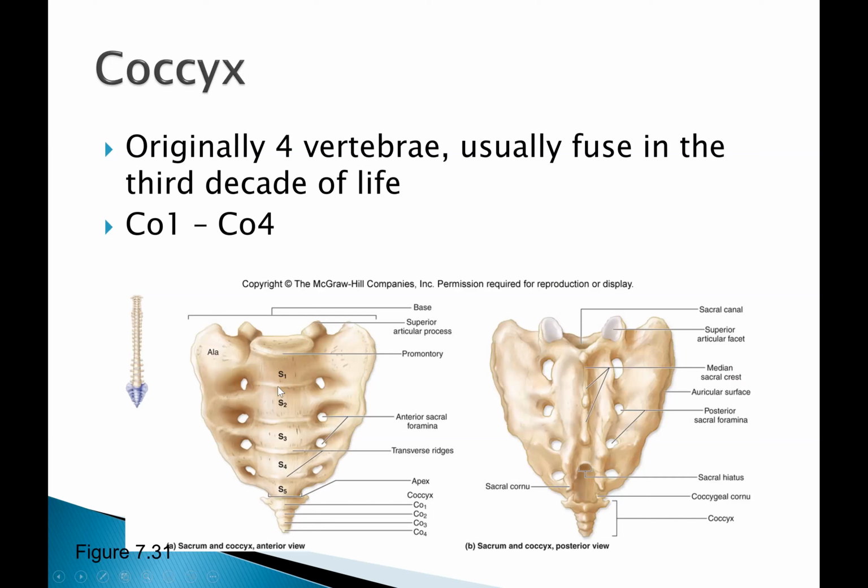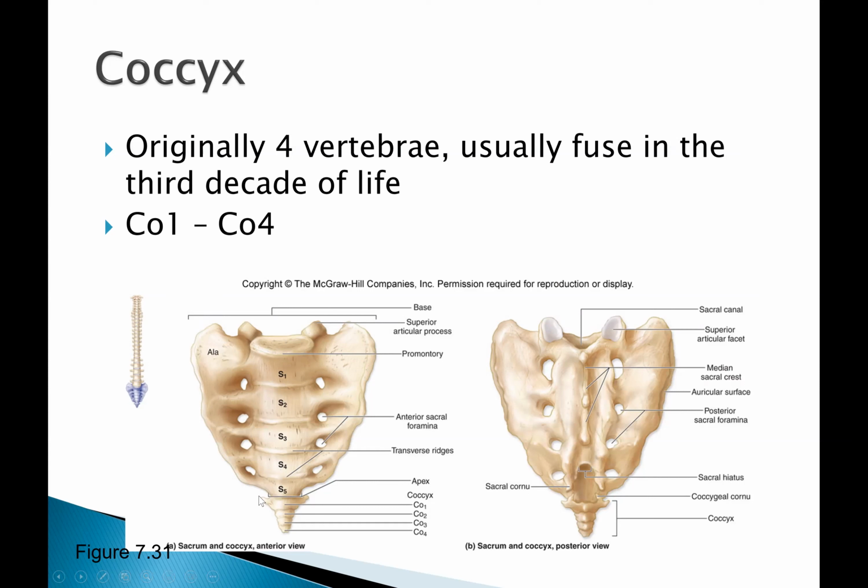Here's another look at it. S1, S2, S3, S4, S5, but only one sacrum. It's a fusion of 5 different bones. The sacral promontory, the ala, and then you have the sacral foramina, the sacral holes right there.